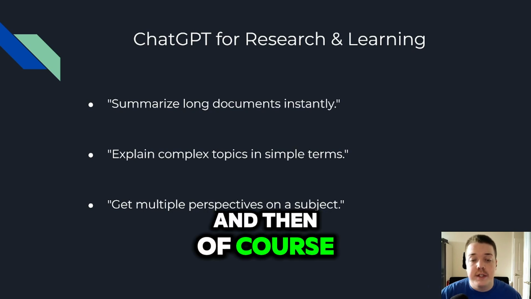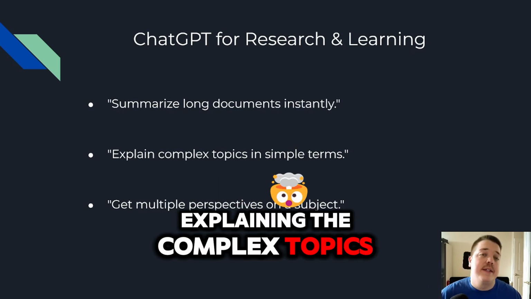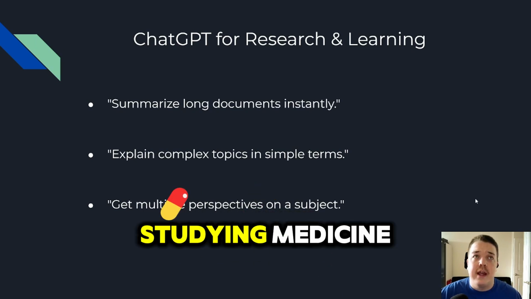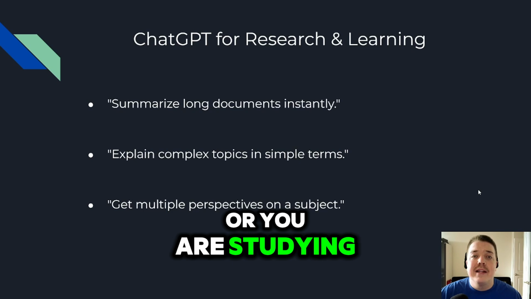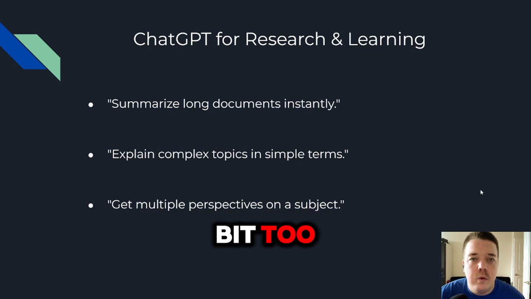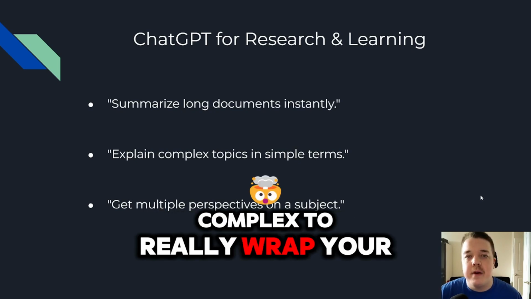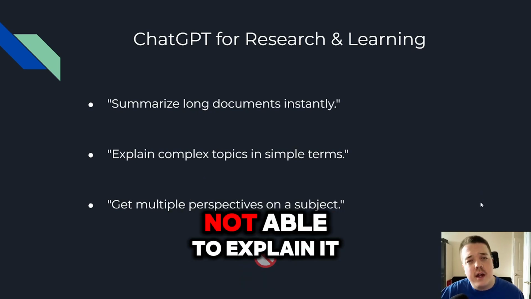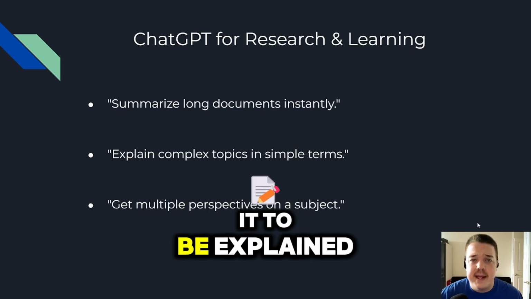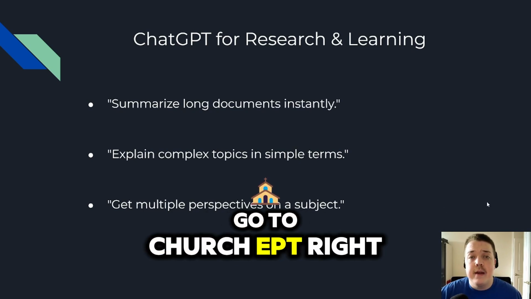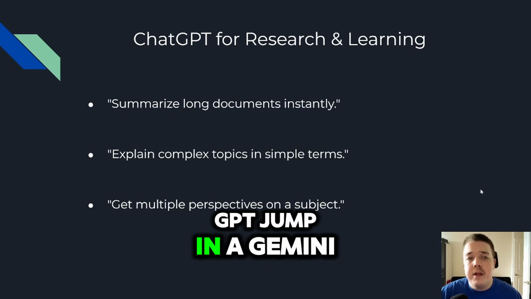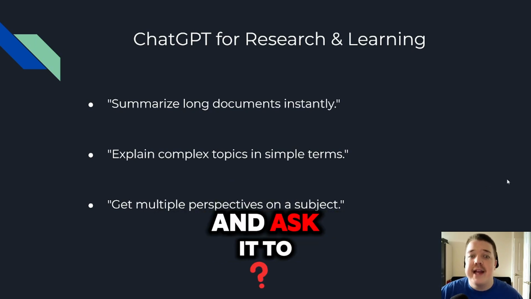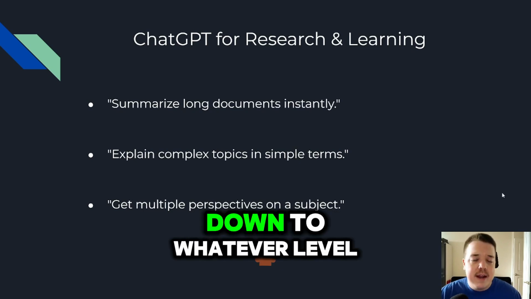And then, of course, explaining the complex topics. If you are studying law, or medicine, or something that seems a little bit too complex to really wrap your head around, obviously talk with your professor, but if they're still not able to explain it in a way that you need it to be explained, go to ChatGPT, right? Jump into ChatGPT, jump into Gemini, whatever tool you end up wanting to use, and ask it to explain it to you.